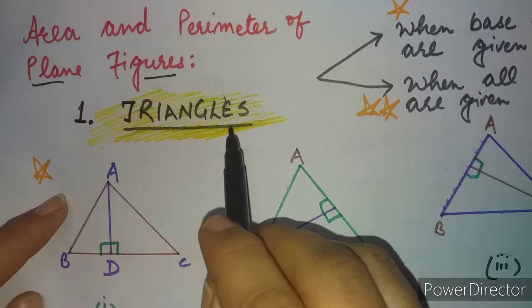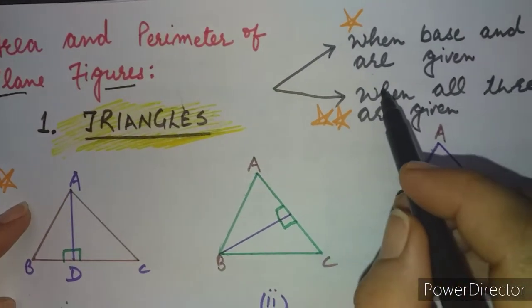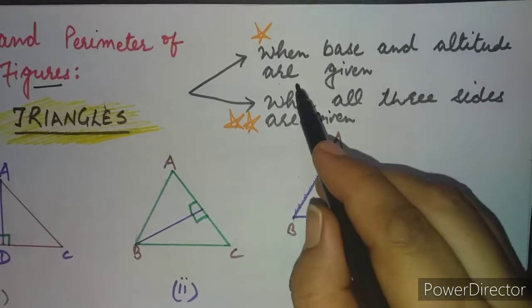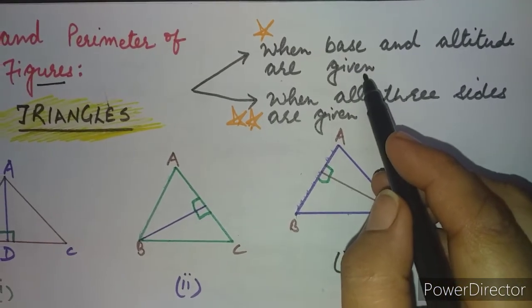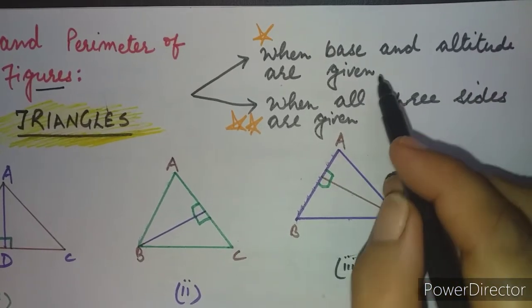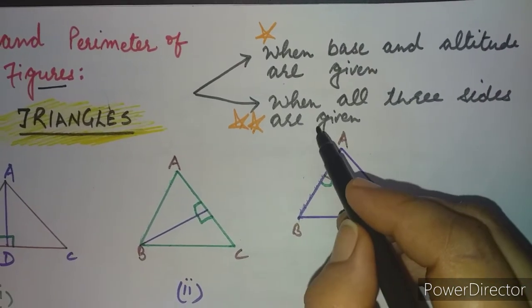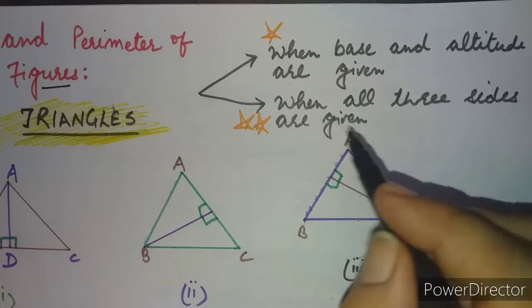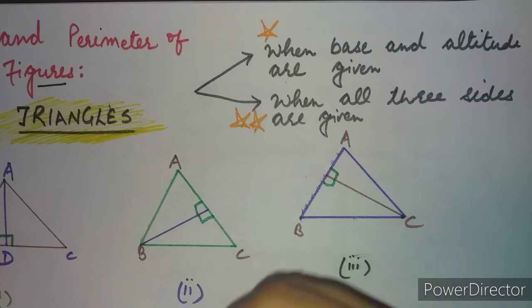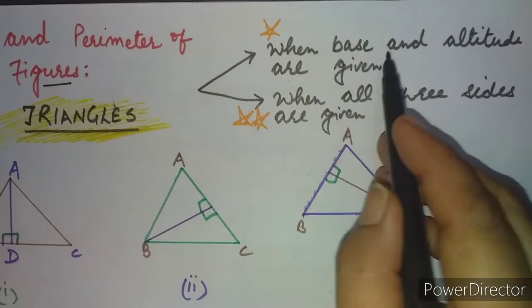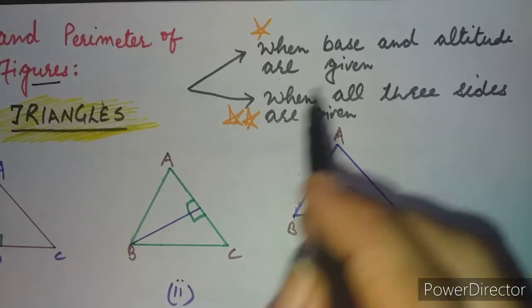And when we talk about triangles, I have two options. First option is when base and altitude of a triangle are given, and the second thing which I will discuss today is when all three sides of a triangle are given. These are two different cases, so depending upon the question we will apply the formula. So let us discuss when base and altitude of a triangle are given.